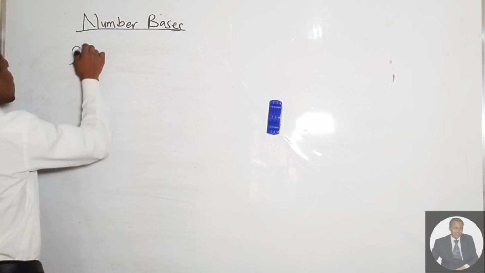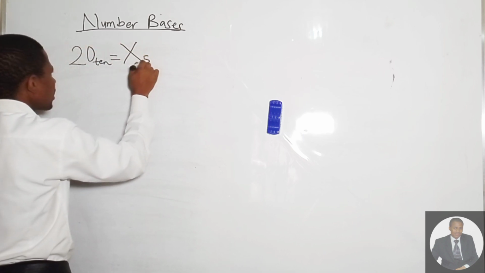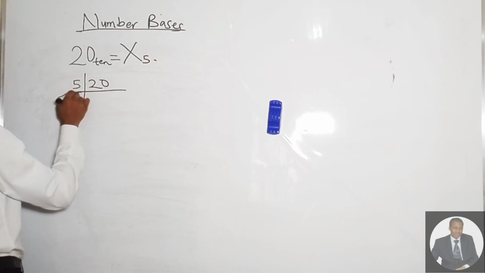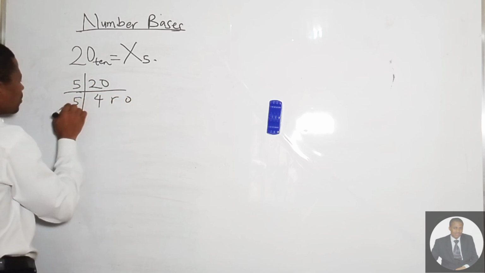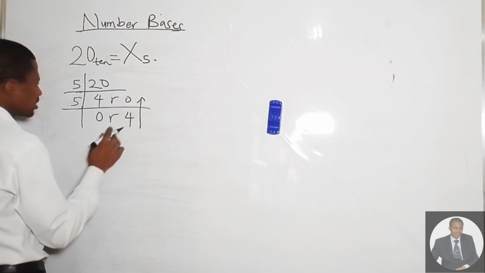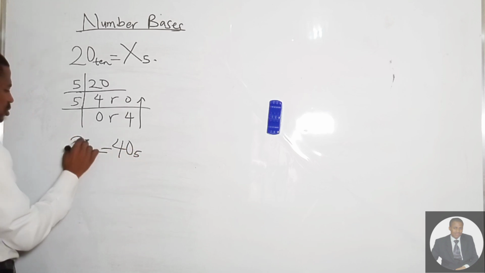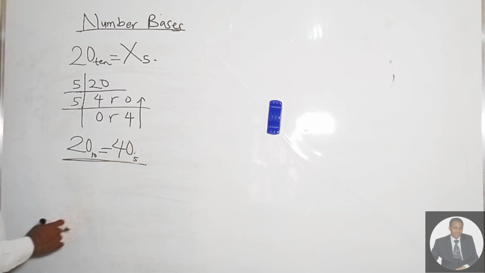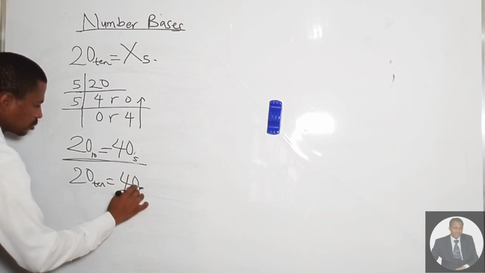Convert 20 base 10 to x base 5. How do we do it? We divide 20 by 5. How many 5s are in 20? 4. 5 times 4 is 20, remainder 0. How many 5s are in 4? 0, remainder 4. So write it upward. Our answer is 40 base 5, which is the same thing as saying 20 base 10. So 20 base 10 equals 40 base 5.